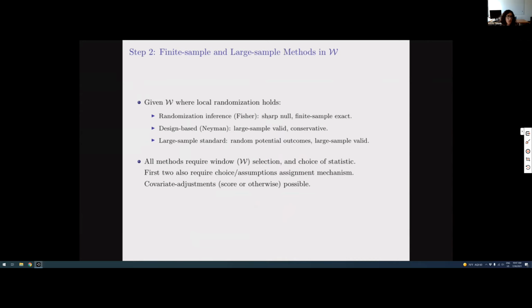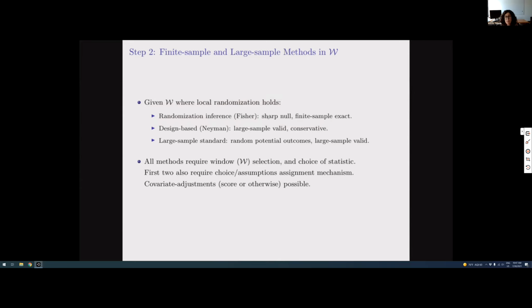Once you found that window, then you can deploy, as I said, all the tools from the analysis of experiments. You have the three canonical choices per the Imbens and Rubin book. So you can do randomization inference, Fisherian methods. These methods are related to the permutation methods Alberto was talking about for the synthetic control design, where you permute, rerun, and regenerate different versions of the treatment, and then create randomization distributions under the null that way. So these methods are going to be finite sample exact.